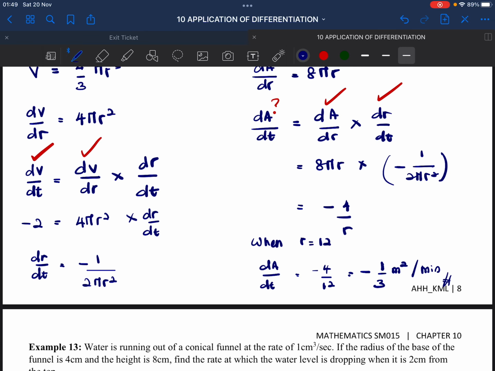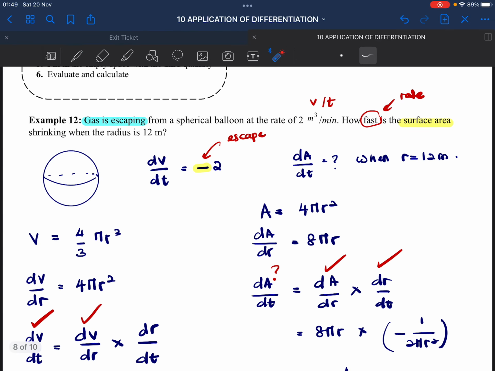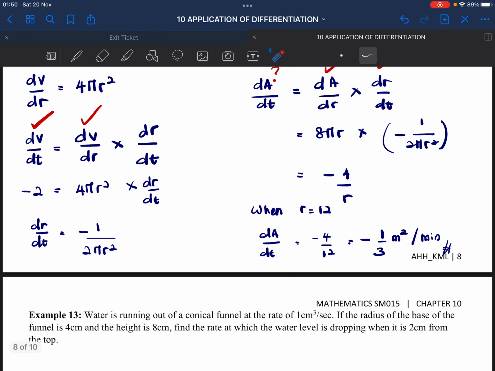Check it back. The question said, how fast is the surface area shrinking? Shrinking means your rate must be negative. Do you have your negative here? Yes. Okay, so the answer is correct.